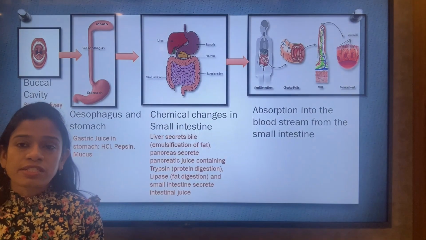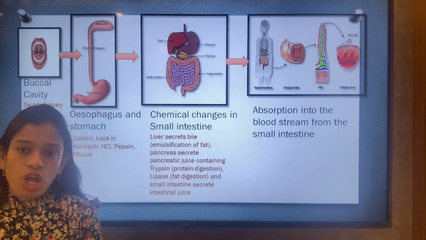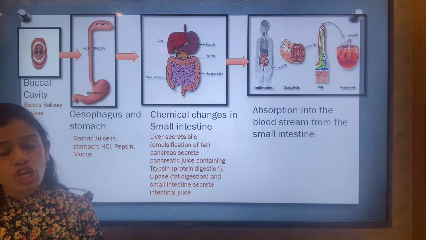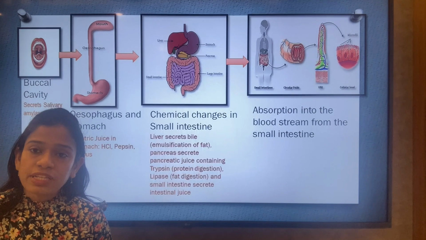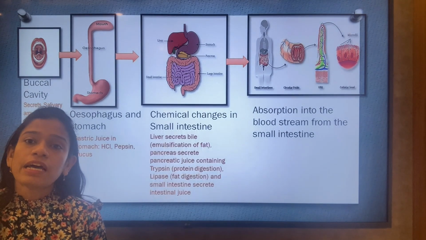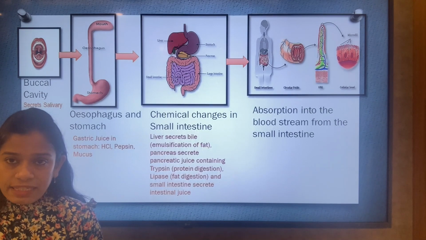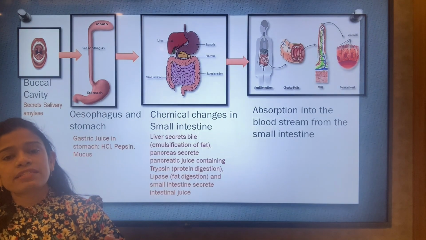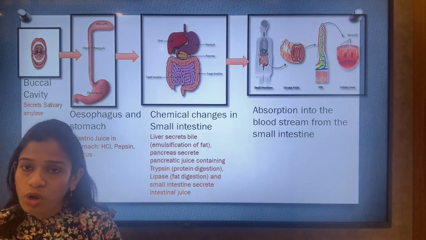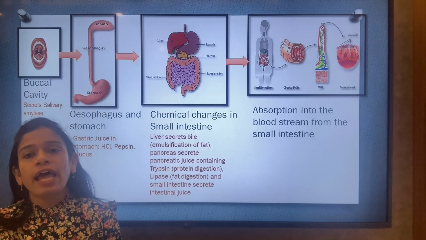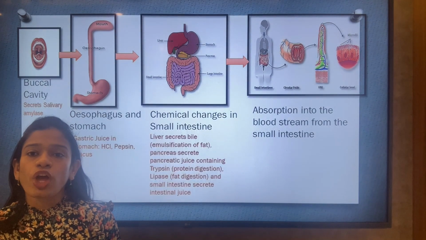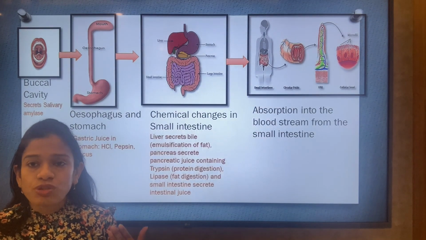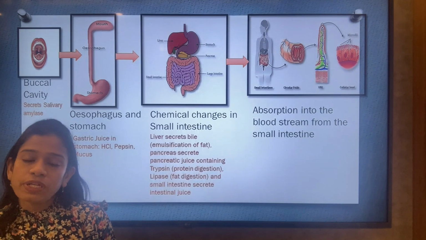The stomach is a muscular bag-like structure which secretes different juices which help in the process of digestion. So what are the substances secreted in the stomach? First is the HCl, or hydrochloric acid, then pepsin, and finally mucus. The hydrochloric acid helps to activate the enzyme pepsin, and it also helps in destroying the germs that might have entered along with the food into the person's body.